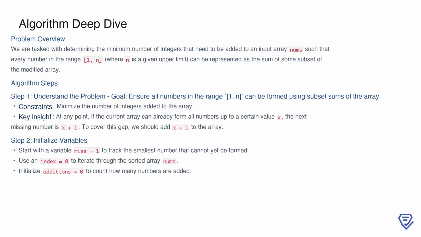In this problem, we need to ensure that every number in the range from 1 to n can be represented as the sum of some subset of an input array called nums. The challenge is to do this while adding the minimum number of additional integers to the array.